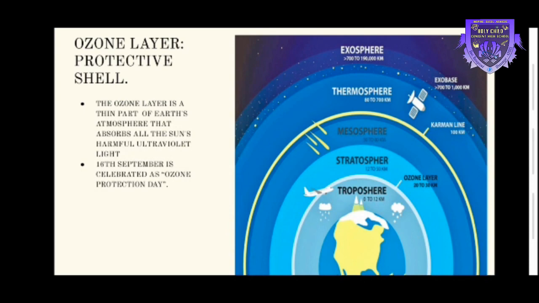Now, the ozone layer is destroyed if chemical gases like carbon tetrachloride or the chlorofluorocarbons used in air conditioners and refrigerators mix with the air. So, 16th of September is celebrated as Ozone Protection Day all over the world to make everyone aware of the importance of ozone.